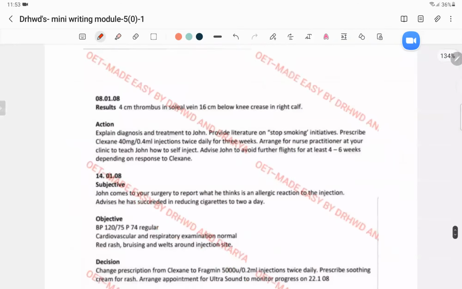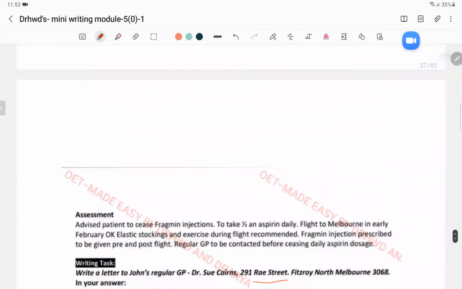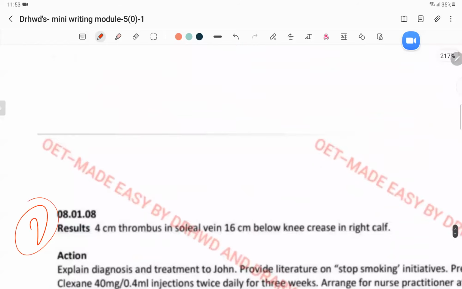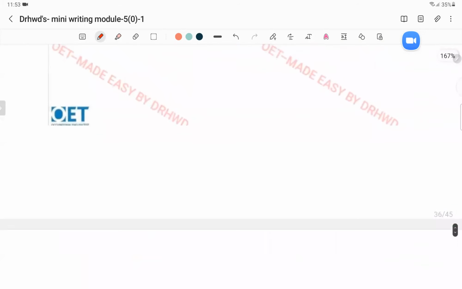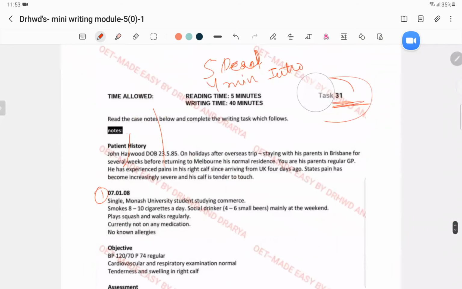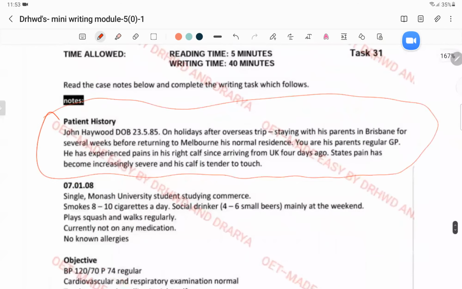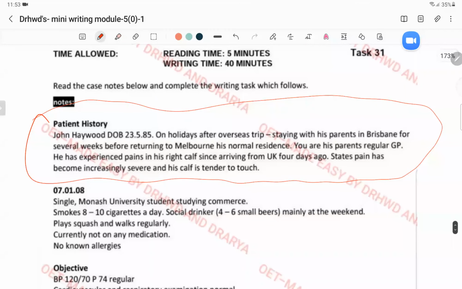This is a second visit. This is a third visit. Three visits are there. Okay. So Dr. Zishan, are you there? Yes, ma'am. Can you please read this for me?